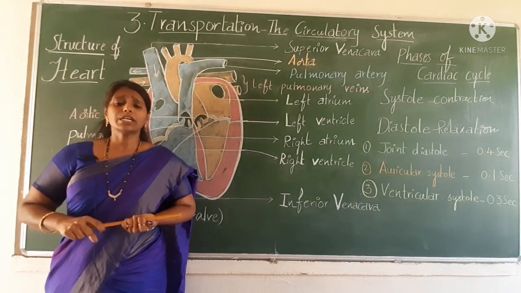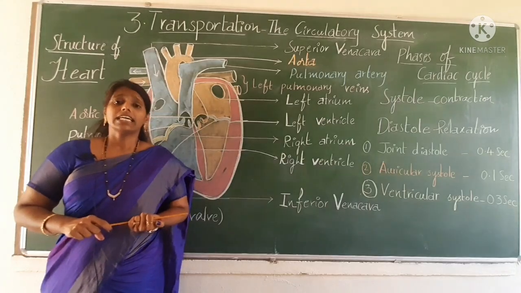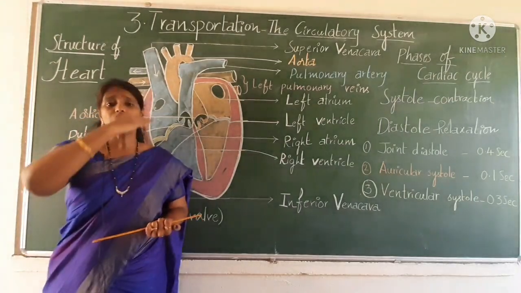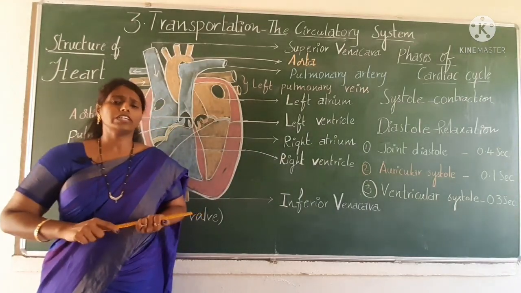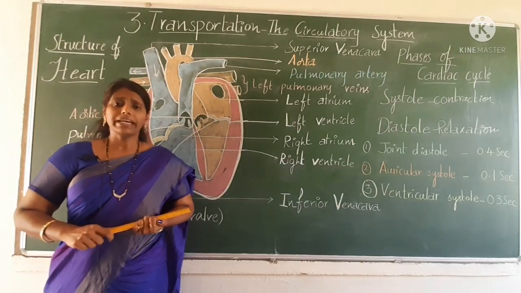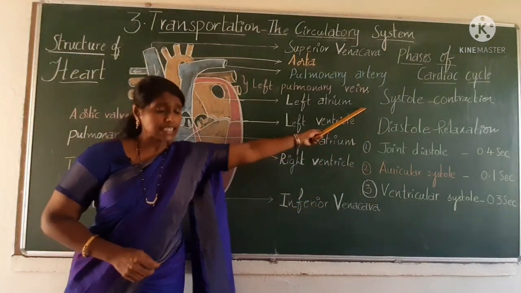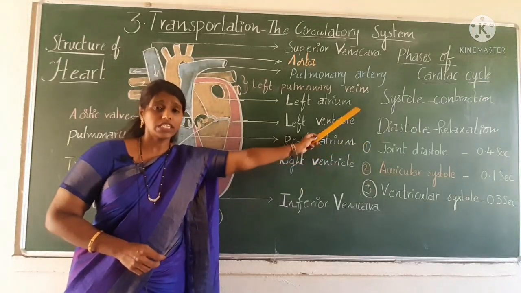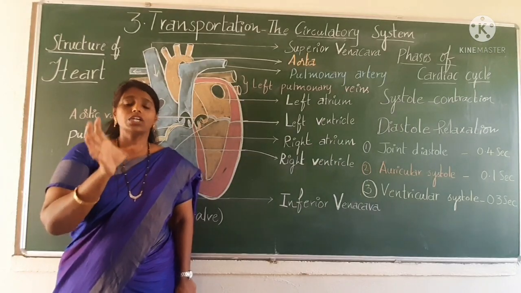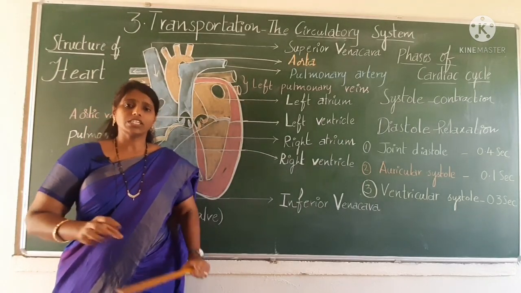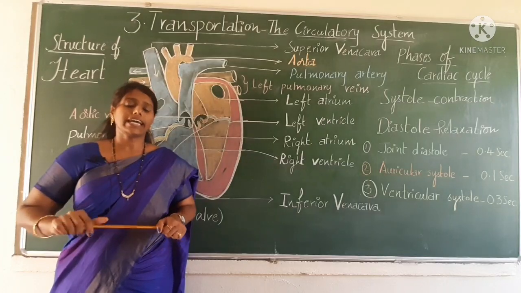Now let us study the sequential events occurring in the cardiac cycle. When I name it a cycle, it means there are sequential steps, continuous phases involved in this cardiac cycle. Mainly we study two different phases called systole and diastole. Systole means contraction, whereas diastole means relaxation. So one contraction and one relaxation of the auricles and the ventricles together constitute one cardiac cycle.